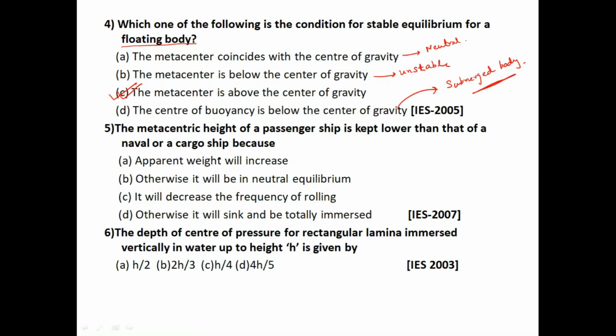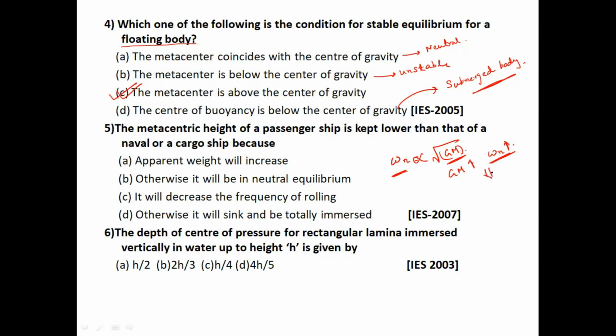Next: the metacentric height of a passenger ship is kept lower than that of a naval or cargo ship, because what is the reason for it? We have already discussed this question. You see, the natural frequency omega comes in terms of root over of G M, the metacentric height. So if you increase the metacentric height, the natural frequency increases.